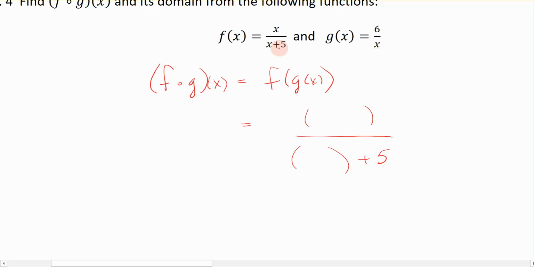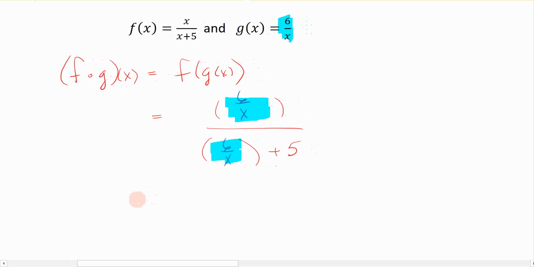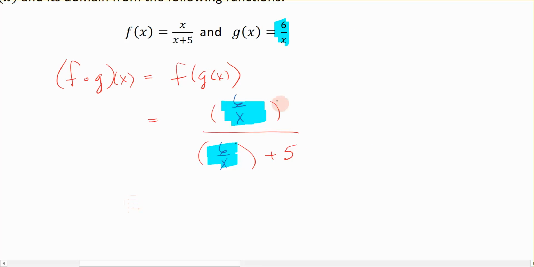Now everywhere there's a parentheses, I'm going to replace the parentheses with g of x, because remember, I'm evaluating my function f at g. So here I would have a 6 over x and a 6 over x. So we are going to then have to simplify this ugly looking fraction that we have going on here. It's not as bad as you think.